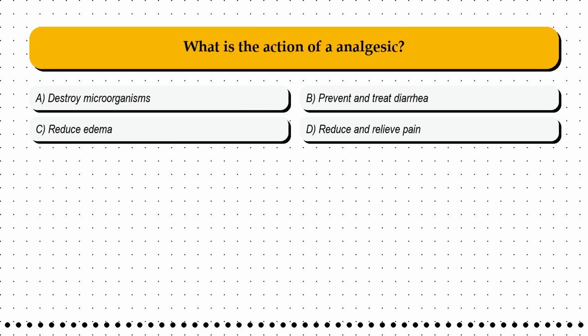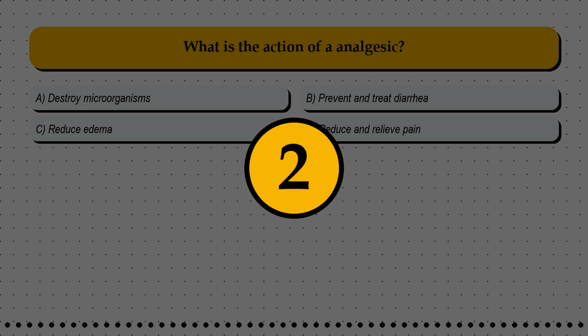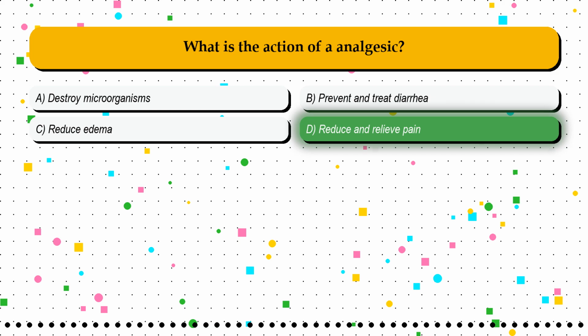The correct answer is option B, tricyclics. Question 377. What is the action of an analgesic? Option A, destroy microorganisms. Option B, prevent and treat diarrhea. Option C, reduce edema. Option D, reduce and relieve pain.